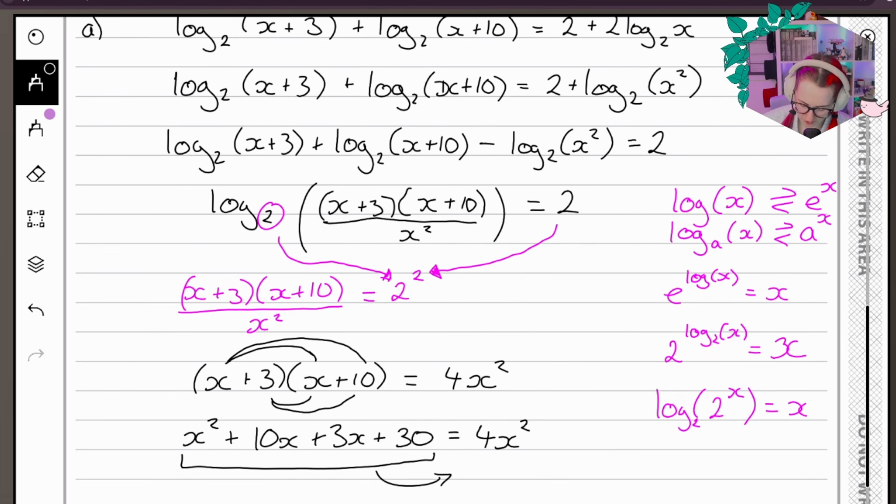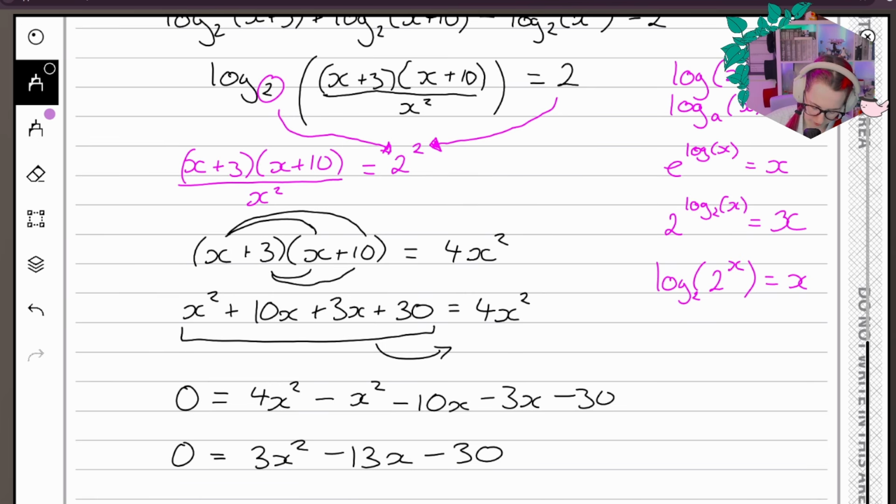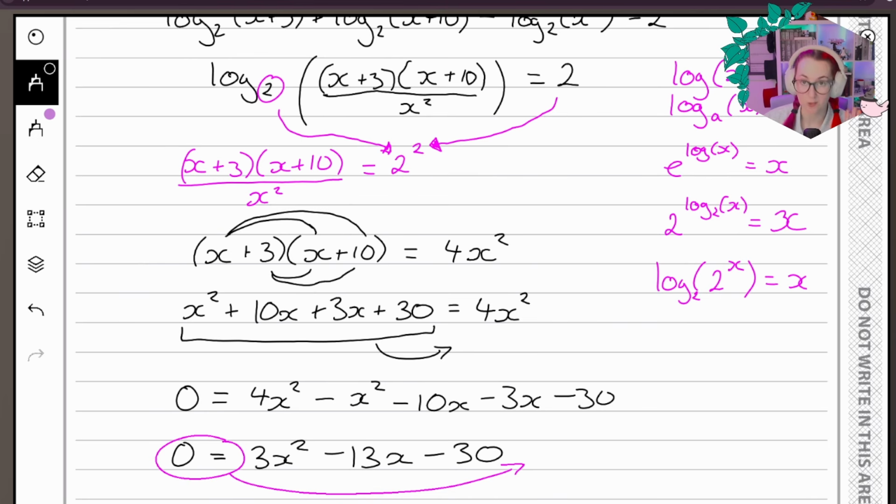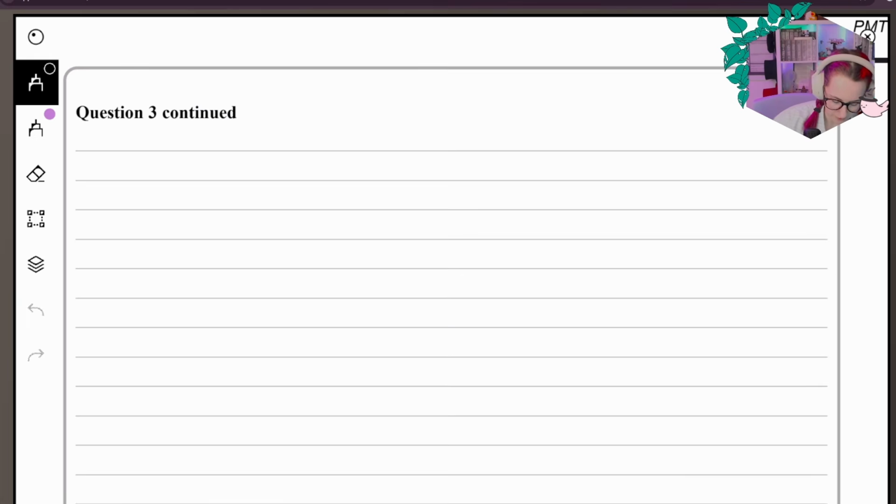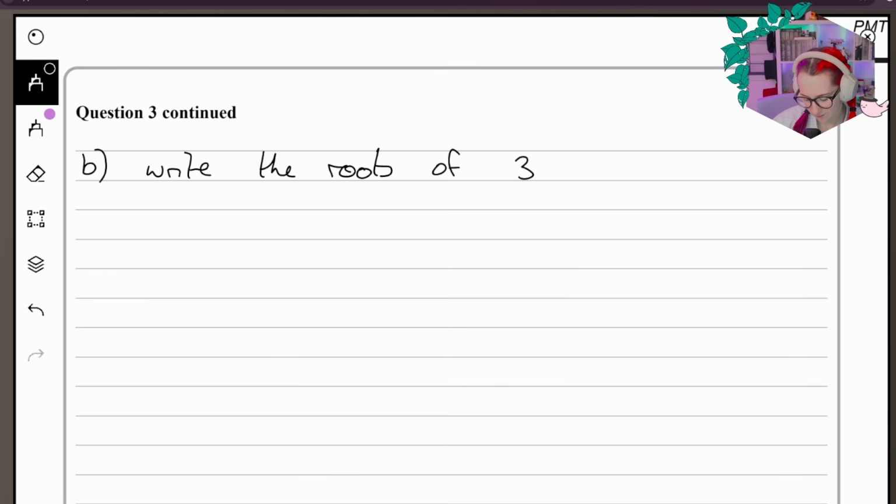And then because it's equal to 0, I can just swap these around. So I really don't need to worry too much, because if I swap them, I have to change all of the signs, but I can do that on both sides. So 3x squared minus 13x minus 30 equals 0, which now looks exactly like what it needed to be.